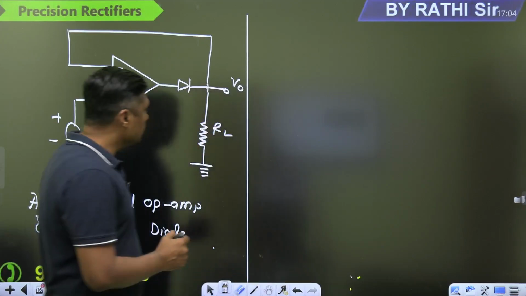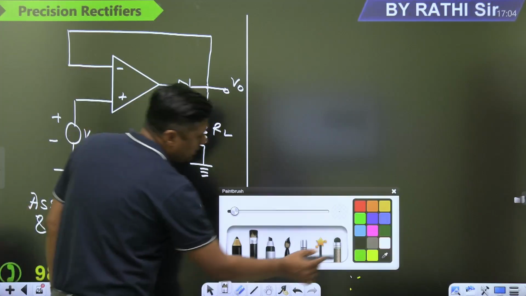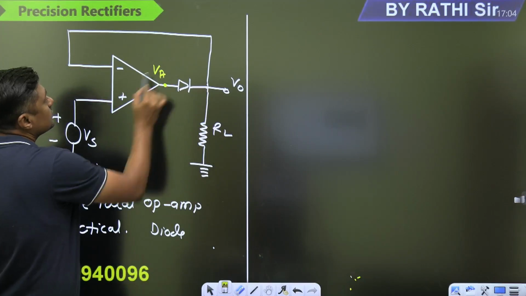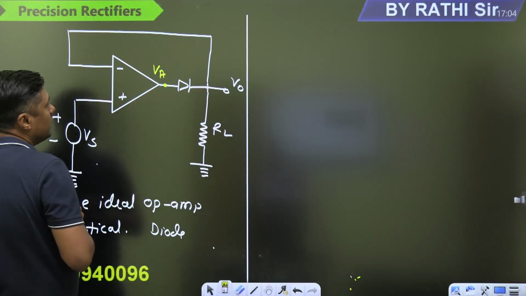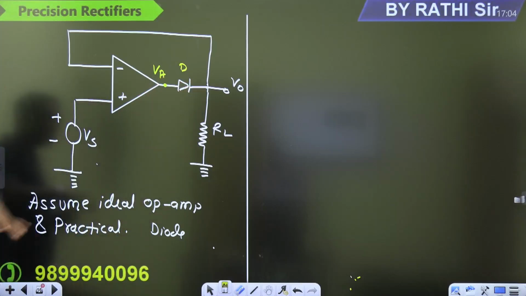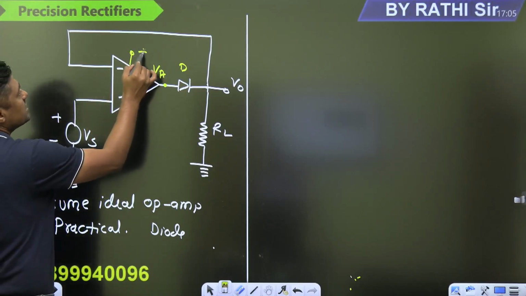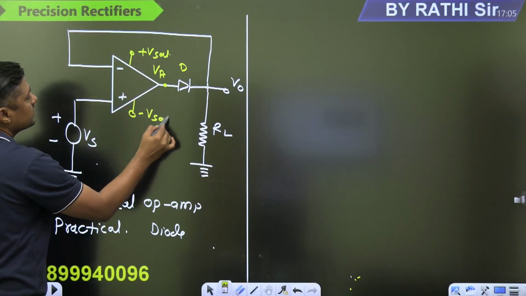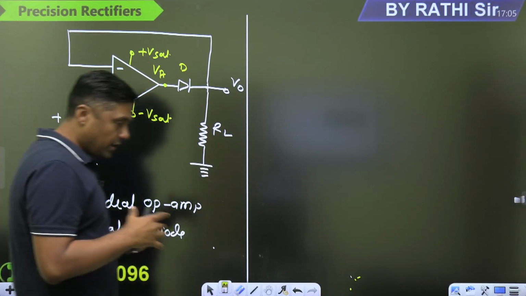First of all, remember the voltage at this point is VA. This is the V0. This is the diode. The voltage at this point is VA. This is plus Vsat and this is minus Vsat.